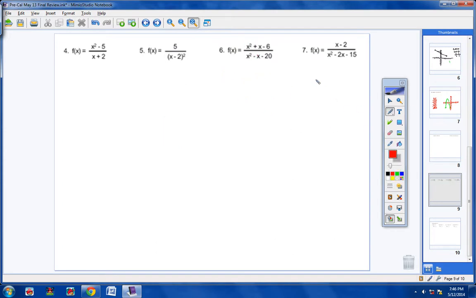And then for this last one, again, we have a horizontal asymptote at 0, because the degree in the numerator is smaller than the denominator. And then for your vertical asymptotes, if we factored this, we would get x minus 5, x plus 3, which would give us vertical asymptotes at positive 5 and negative 3.